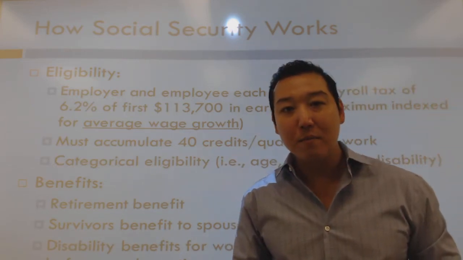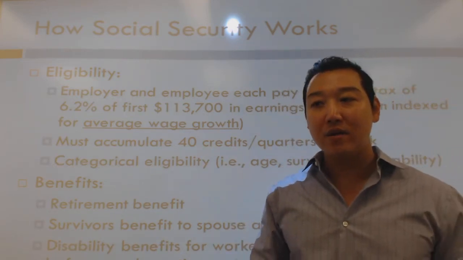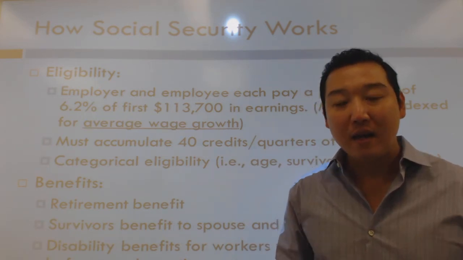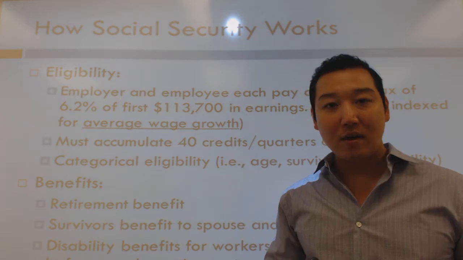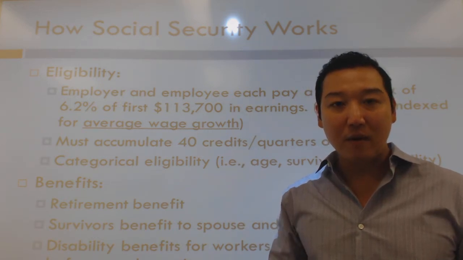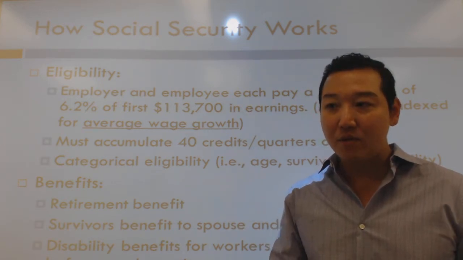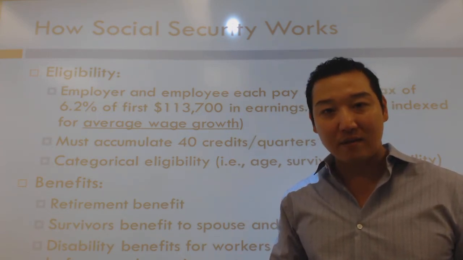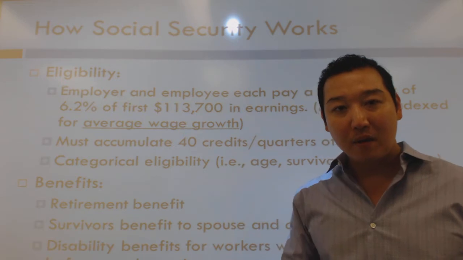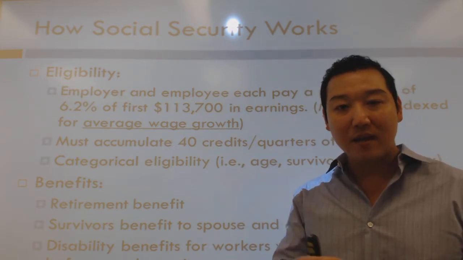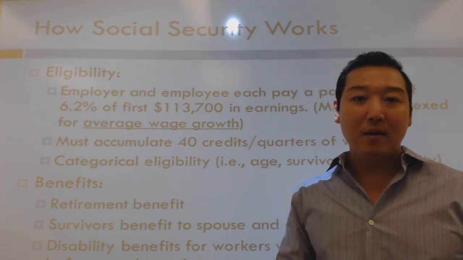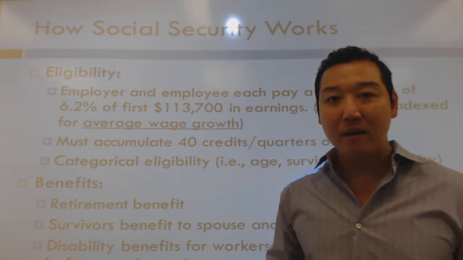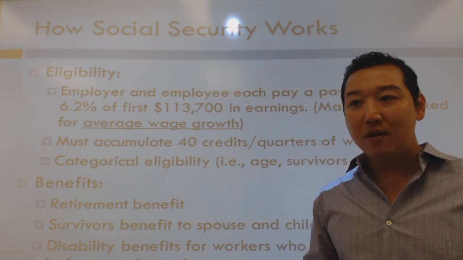All right, so in terms of how the program is structured, we're taking a look here at eligibility and benefits. We noted that Social Security is potentially available to anyone who makes the required contributions, and that contribution happens to be a 6.2% tax. It's a 6.2% tax on both the worker and the business, and it's capped. So you don't pay 6.2% on all your earnings. You just pay 6.2% on earnings up to 117.